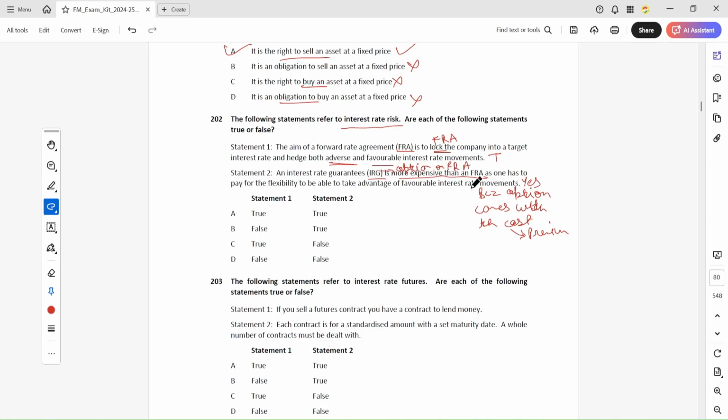So, as one of the advantages, you have the flexibility to be able to take advantage of favorable interest rate movement. Yes, true. Okay.